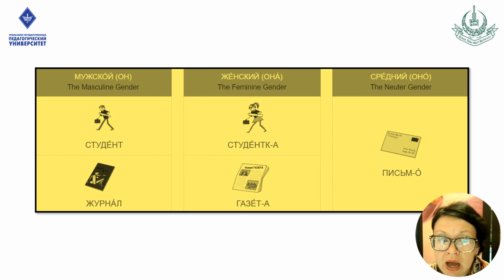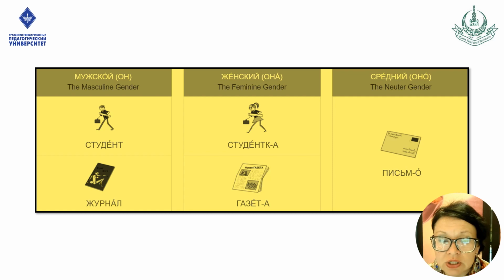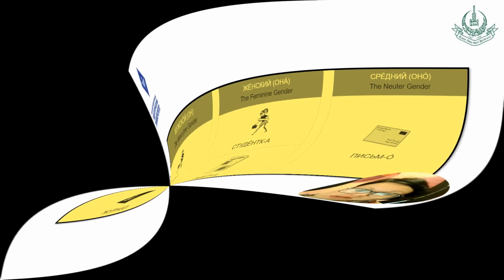Женский род, она, the feminine gender. Студентка, газета. You see that the ending of these words is the letter а, and this is also a typical feature of feminine gender nouns in Russian. So please remember this rule, that usually all nouns which end in а, typically they are feminine gender.